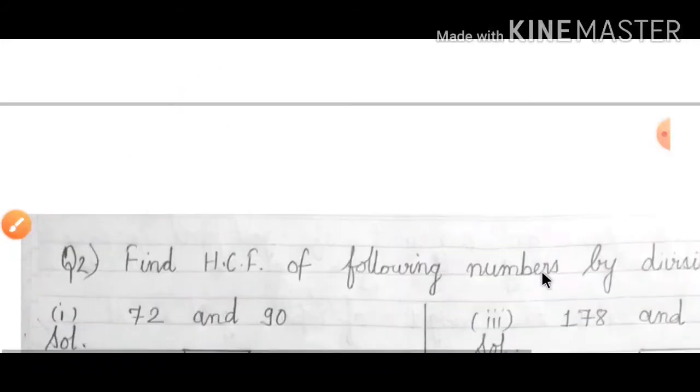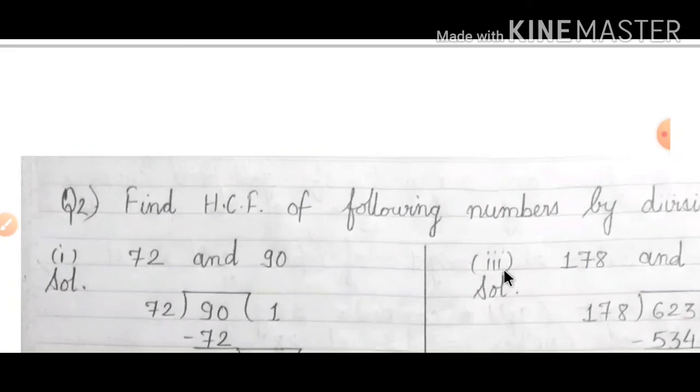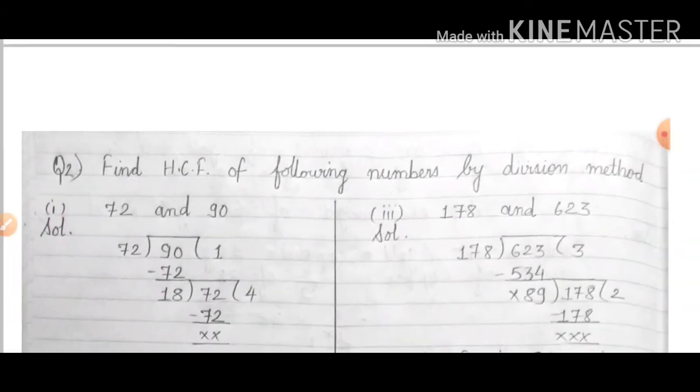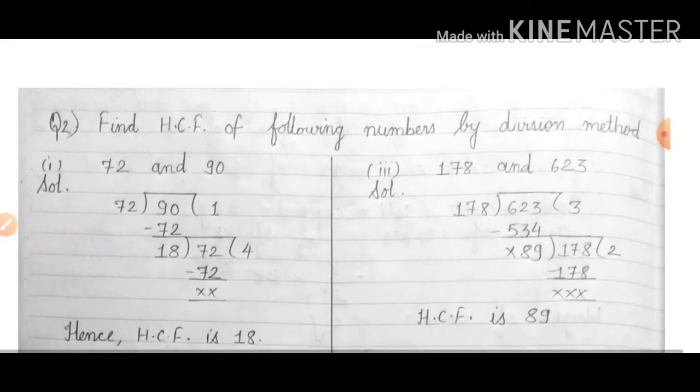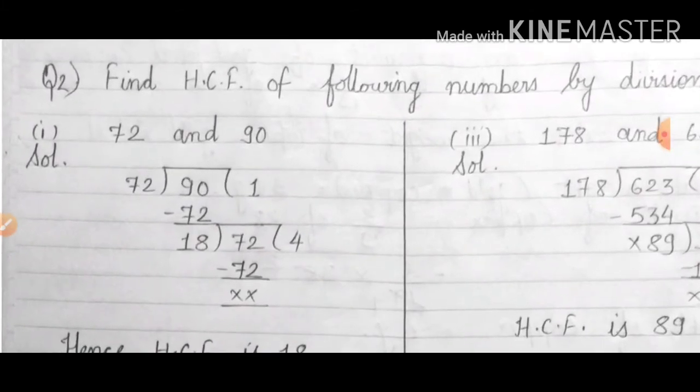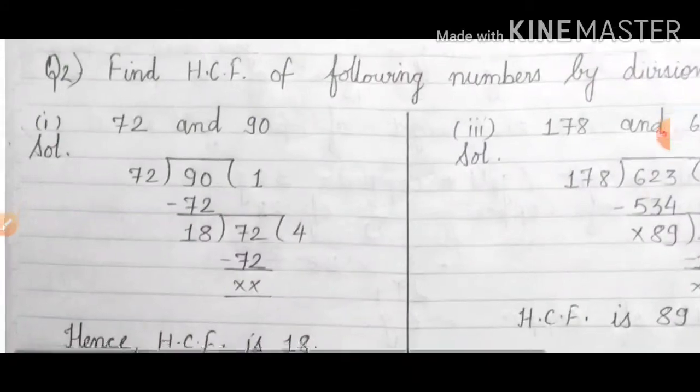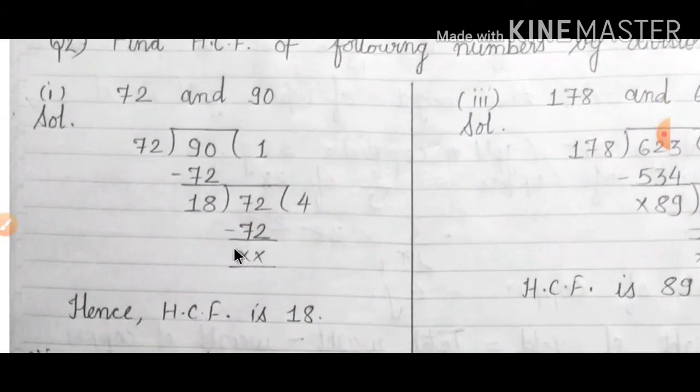Now see question number 2. Now see the different method to find the HCF. Find HCF of following numbers by division method. As we are dividing two numbers using long division, like this way we have to find here. First one, 72 and 90.